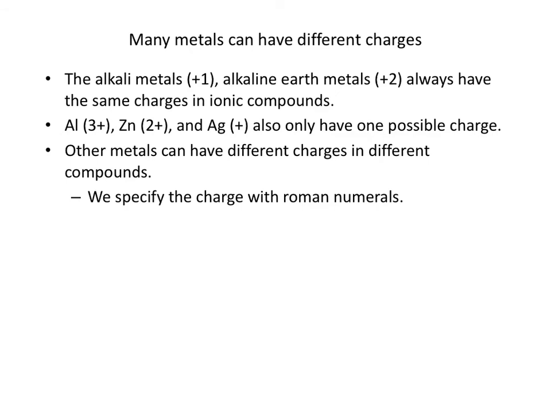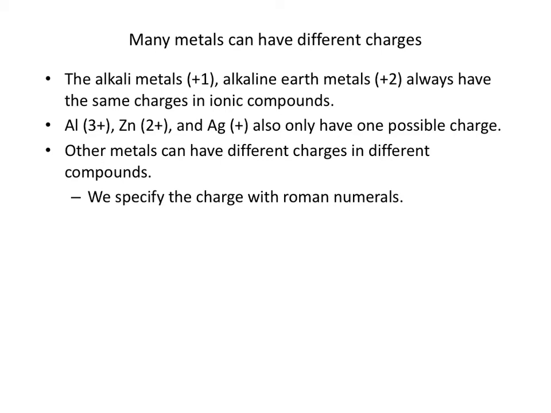Okay, now on to something new. So far all the examples we've done like this have involved metals where we have predictable charges. And so those are the alkali metals. We know when they're ions, they're always +1. The alkaline earth metals, when they're ions, are always +2. And then I've also given you that we always know aluminum is +3, zinc is always +2, and silver is +1. But there are a lot of other metals besides these in the periodic table.